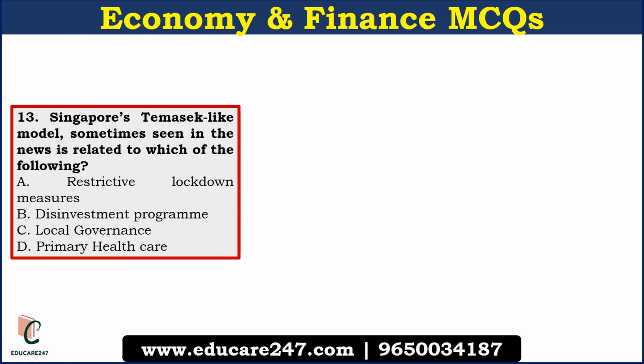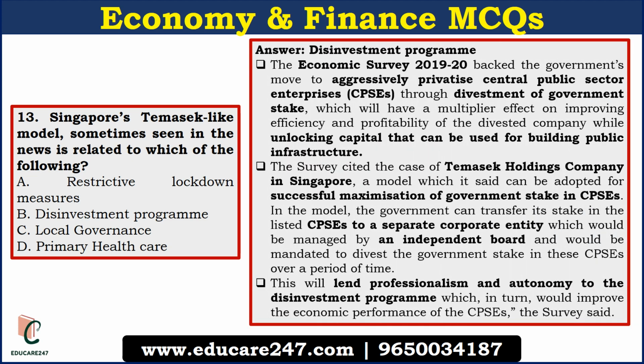The next question is, Singapore's Temasek-like model, sometimes seen in the news, is related to which of the following? The answer is disinvestment program. Economic Survey 2019-20 talked about this model, and this survey has backed the government's move to aggressively privatize central government public sector enterprises through disinvestment of government stake. So it is very important. The economic survey has said that it will create a multiplier effect on improving efficiency and profitability of the divested company. It will also unlock the capital which can be used for public infrastructure building. So that is a very important point.